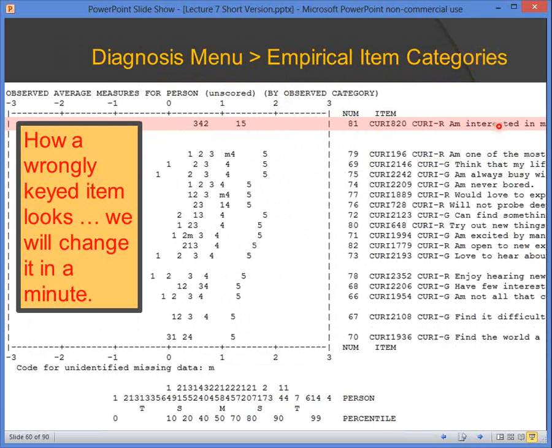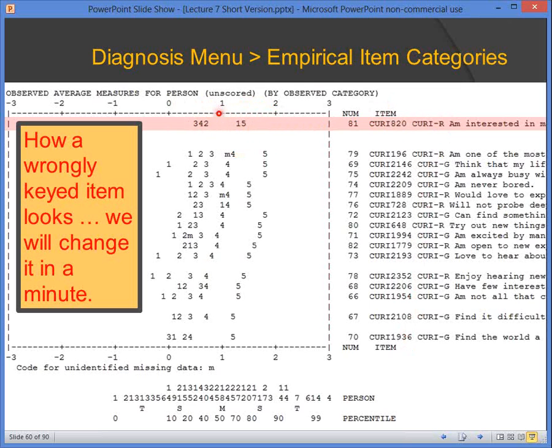And you'll notice that the item is at the top of the difficulty list. In the empirical item categories table, the most difficult items are at the top, and the easiest items are at the bottom. So this item is scored in the wrong direction. In other words, it's actually scored against the construct, so naturally the item shows up as being one of the most difficult or the most difficult items.